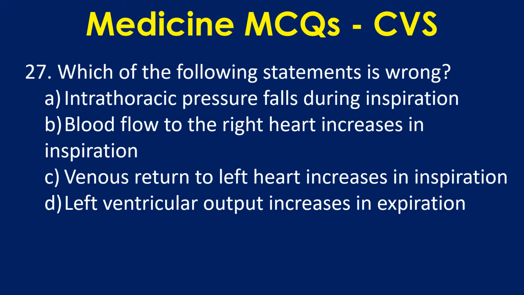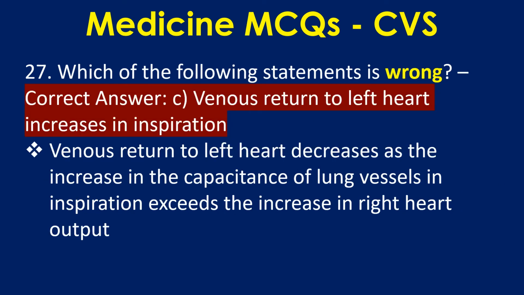Which of the following statements is wrong? A. Intrathoracic pressure falls during inspiration. B. Blood flow to the right heart increases in inspiration. C. Venous return to left heart increases in inspiration. D. Left ventricular output increases in expiration. Correct answer C. Venous return to left heart increases in inspiration. Venous return to the left heart decreases as the increase in the capacitance of lung vessels in inspiration exceeds the increase in right heart output.